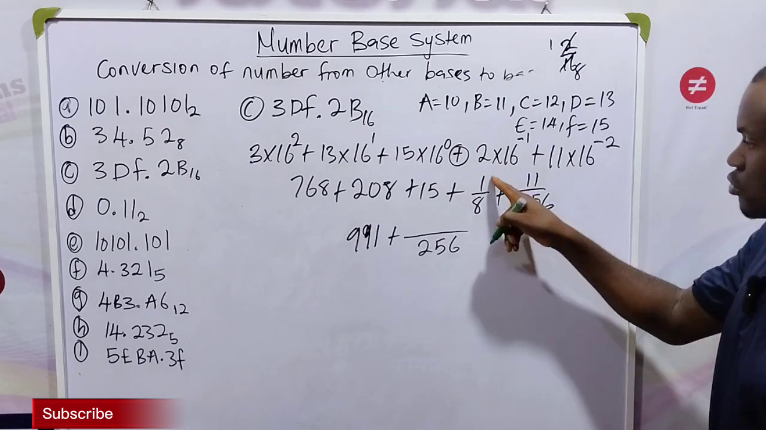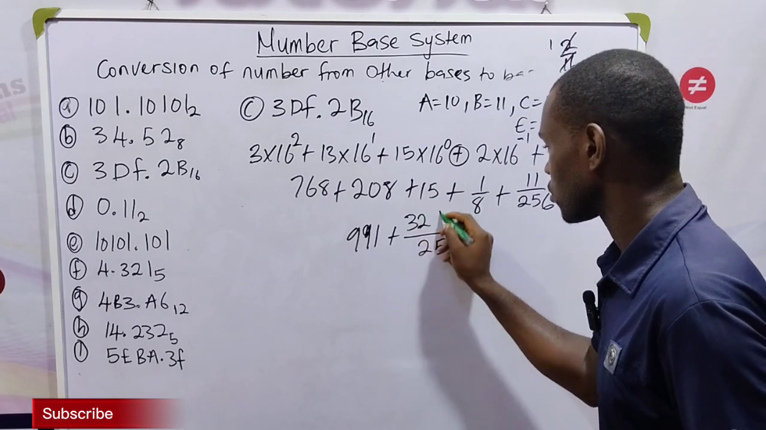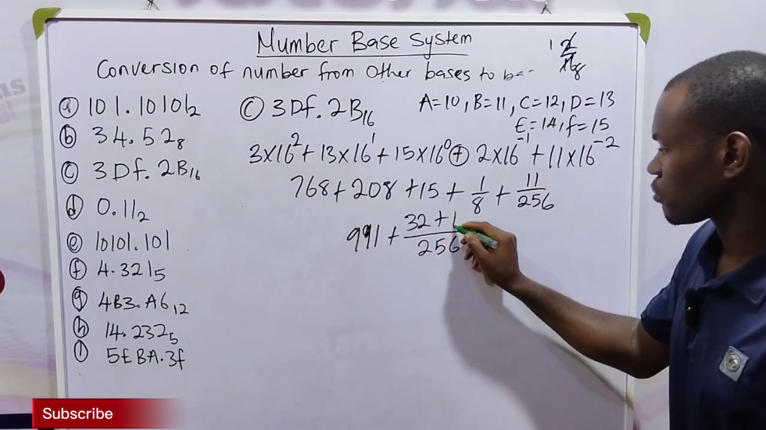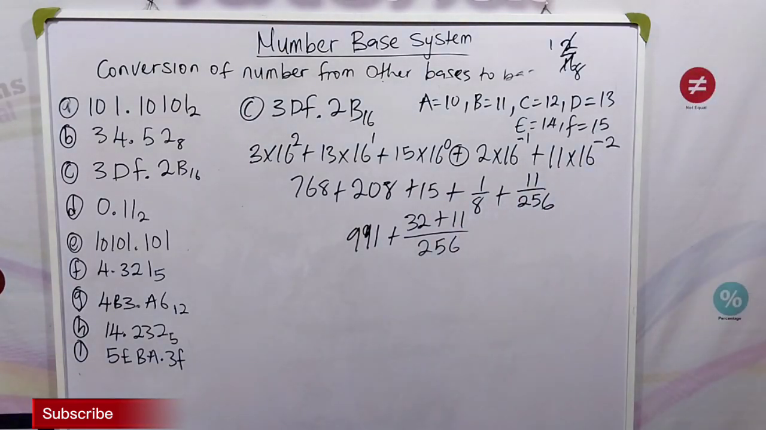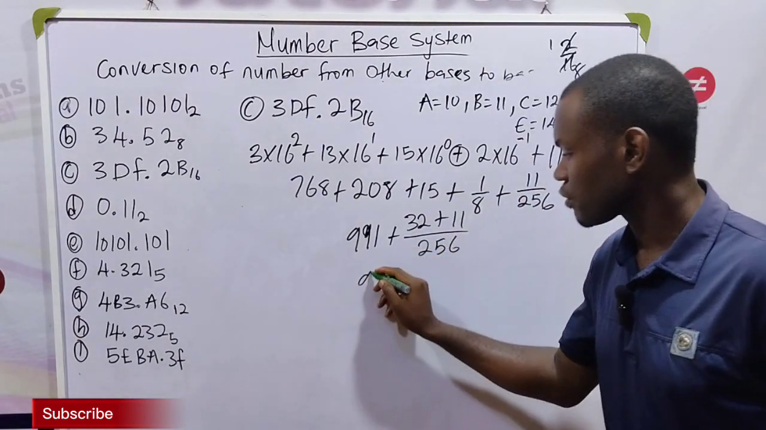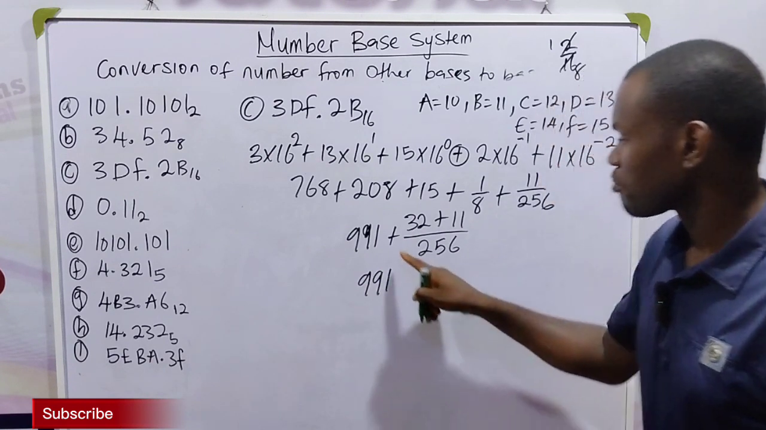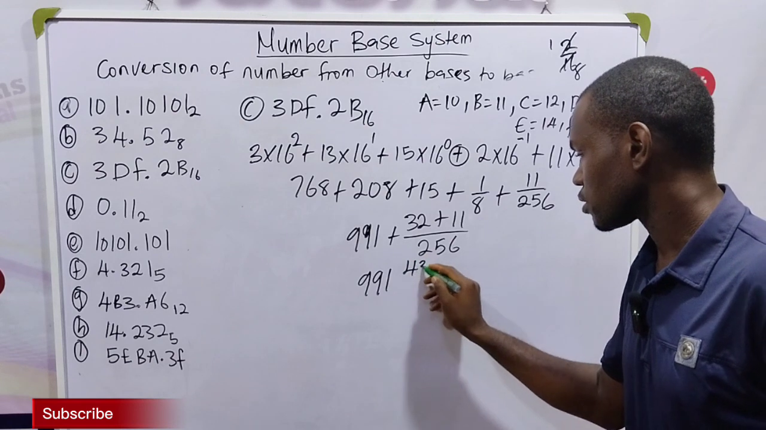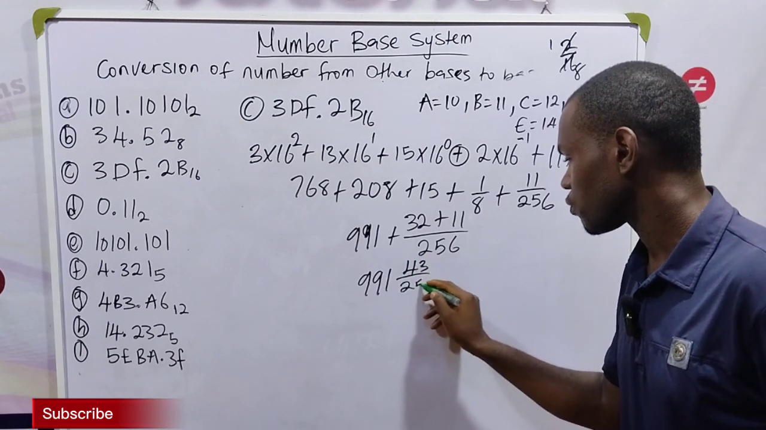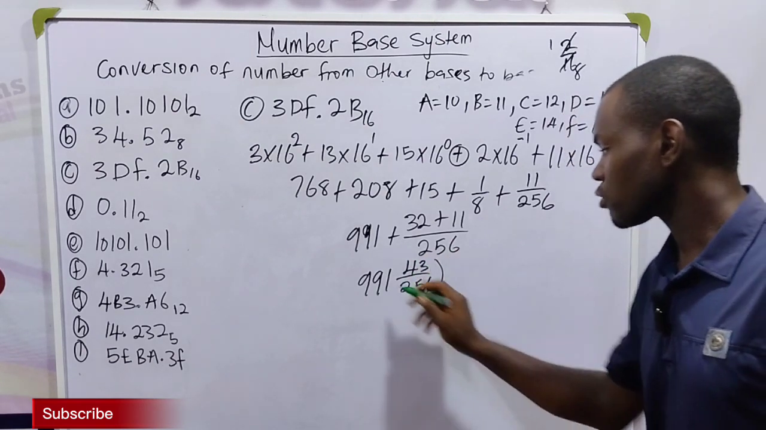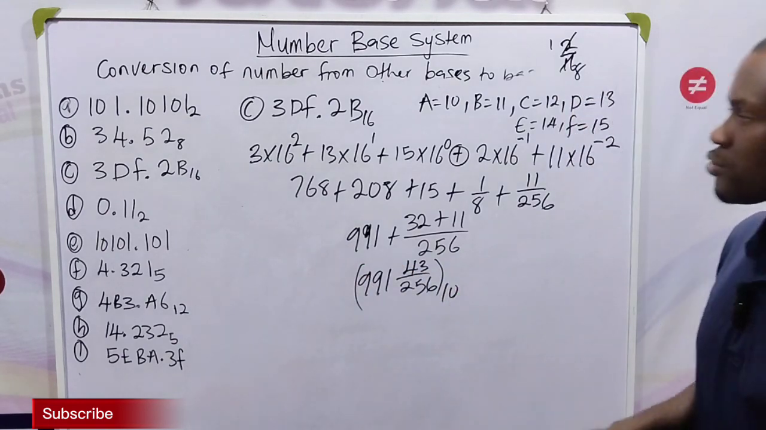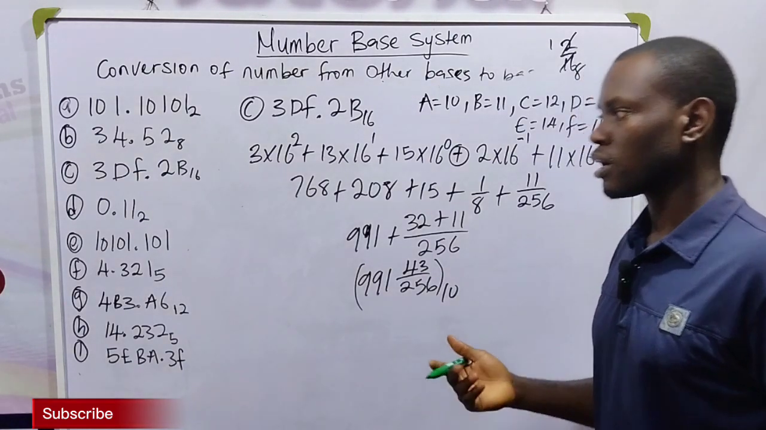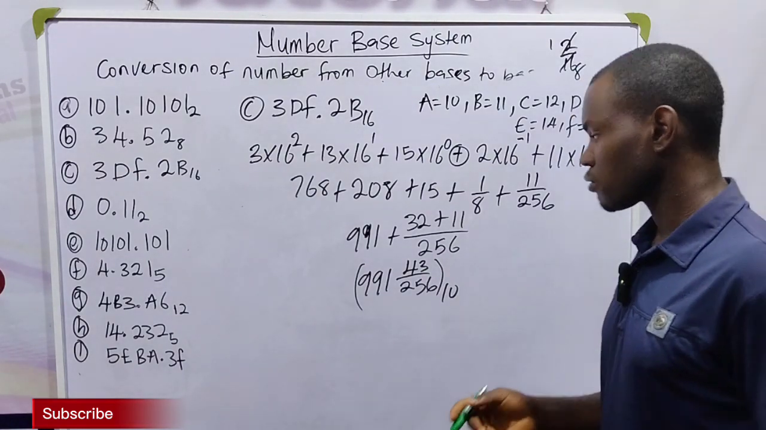That is 32. 32 times 1 is 32. 256 divide 256 is 1. 1 times 11, we have 11. So the next thing we do is to add. We have 991, remove the plus, then add here, you have 43 over 256. So we have also succeeded to change it to base 10, all right? Let me solve one more. I will leave the rest for you as assignments and practice questions.